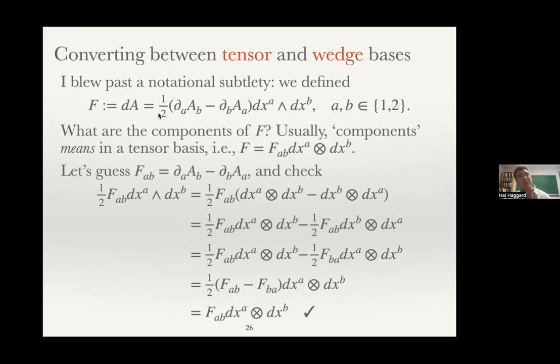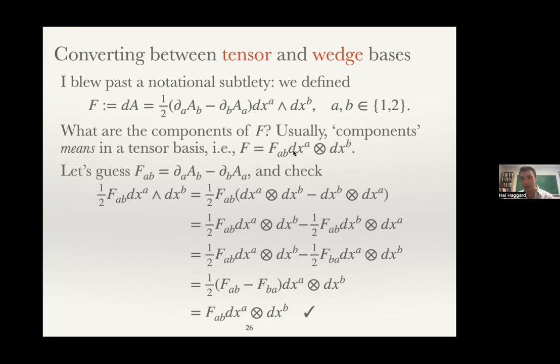This factor pops up in a lot of calculations and can be a little confusing if you don't understand where it comes from. So I'm just going to show you very concretely where it comes from in this particular instance. We want to also work with F as a tensor, not just as a differential form. So let me ask the question, what are the components, the tensorial components, of the field strength? When we ask about components, we almost always mean the components in a tensor basis. So what do we mean by the components of F? We mean indices to keep track of all the pieces of F.